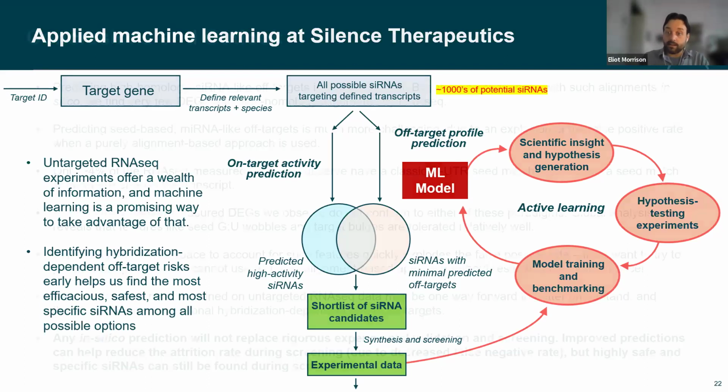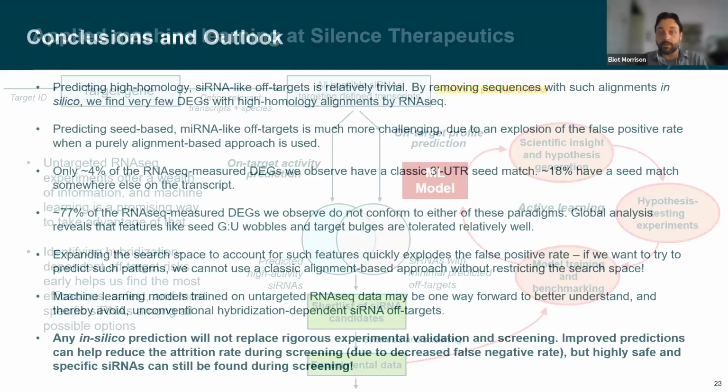So with that, I'd just like to wrap up with a few conclusions. First, as I mentioned, finding these high complementarity, high homology siRNA-like off targets is actually a relatively trivial in silico problem. And we were able to validate that with our RNA-seq data. So this is great. We can really make sure that we're not going to be hitting these kinds of off targets.